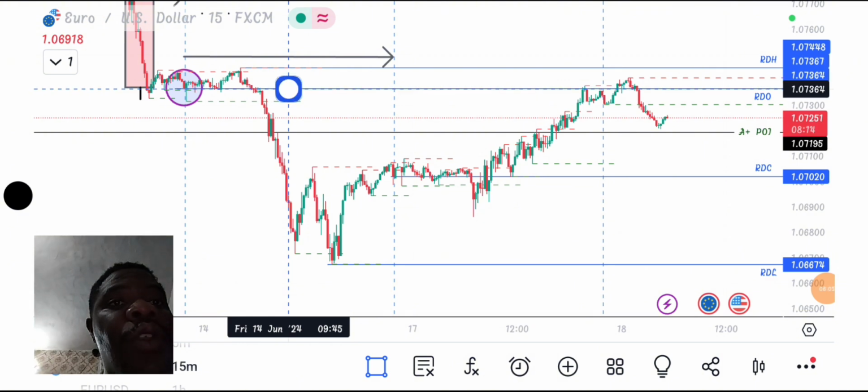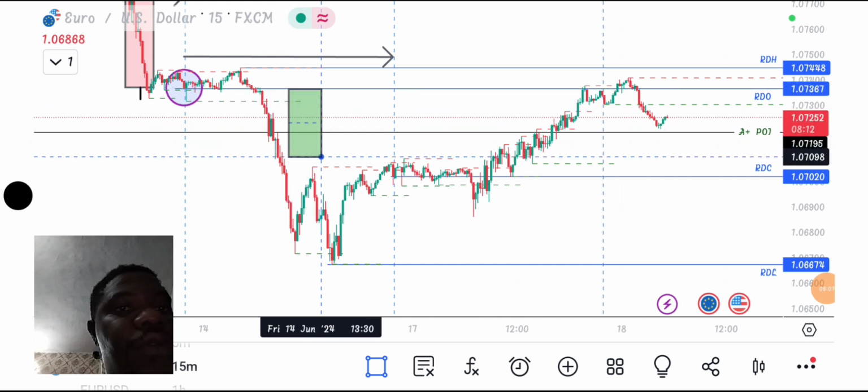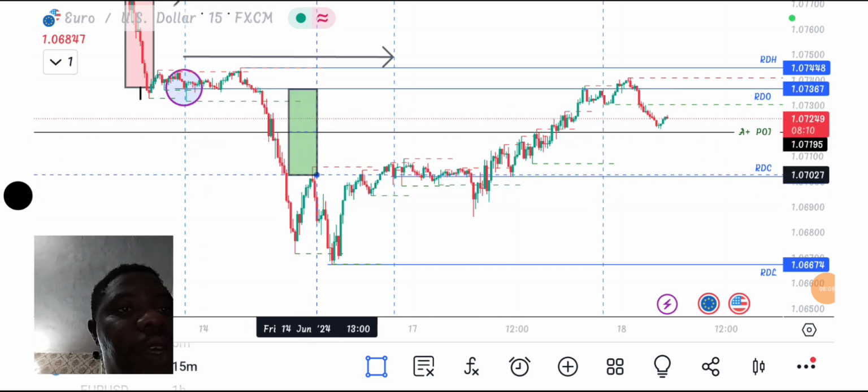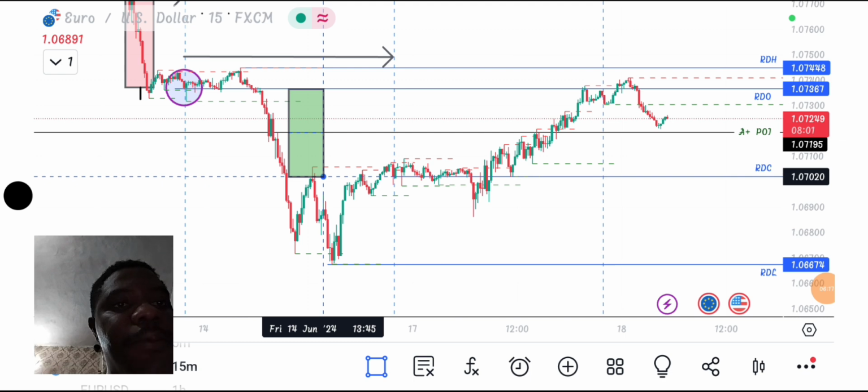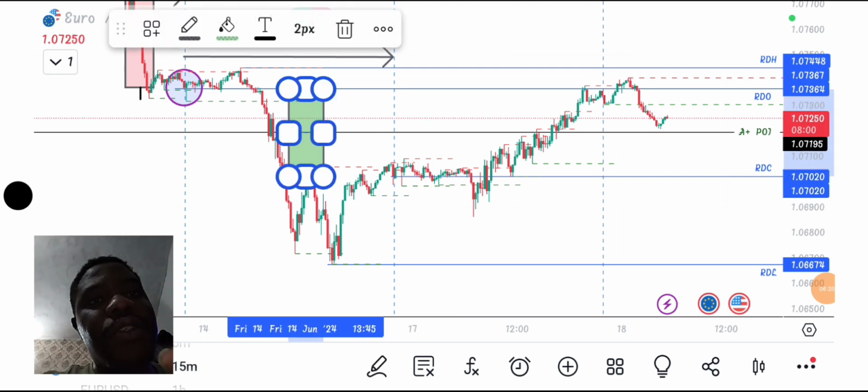So we want to put it from there and then drag it down to the line where the recent daily close is. So it's going to be a bearish candlestick that popped up on Friday. So we mark it and change the background color.